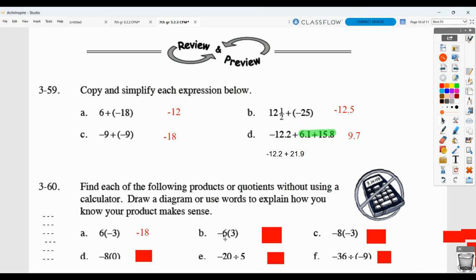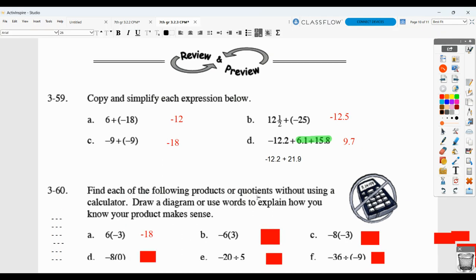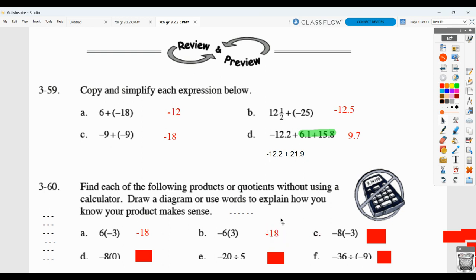Here, you might go, well, this is a little strange. I have -6 times 3. Well, remember, you can change the order when you multiply and not change the answer. So you could think of this as 3 groups of -6. So you could show 3 groups of -6 and then explain your answer to be -18. Again, you could also do that in words. You could say, this is the same as 3 groups of -6.